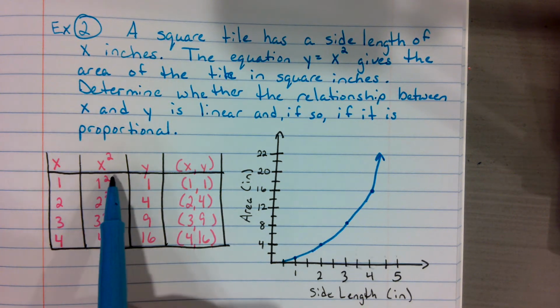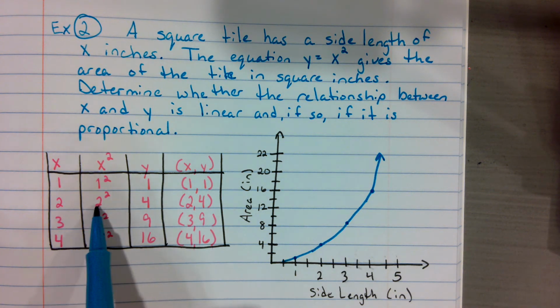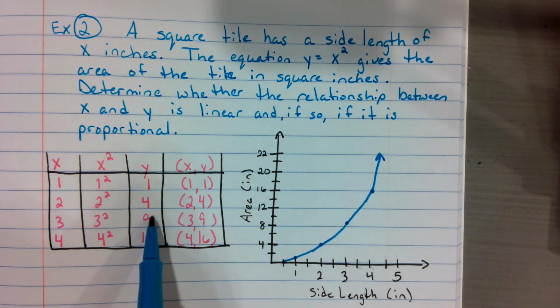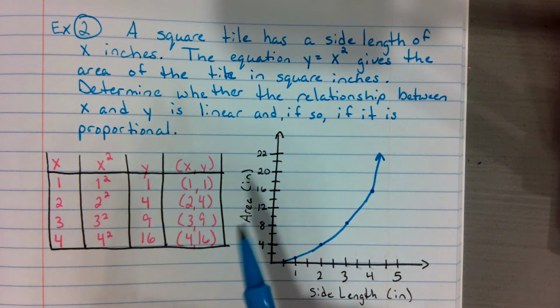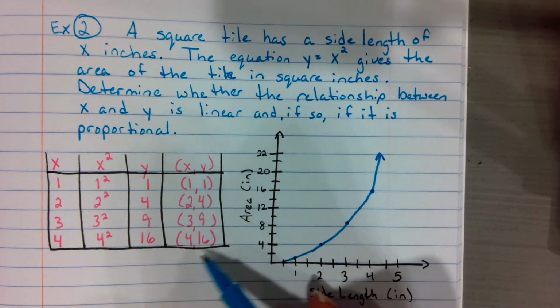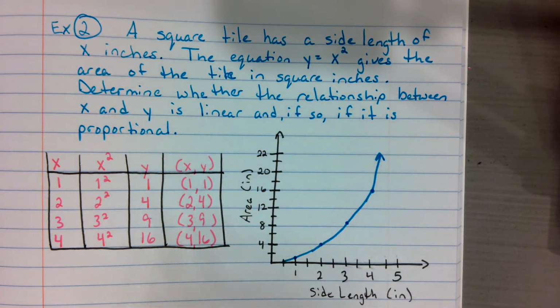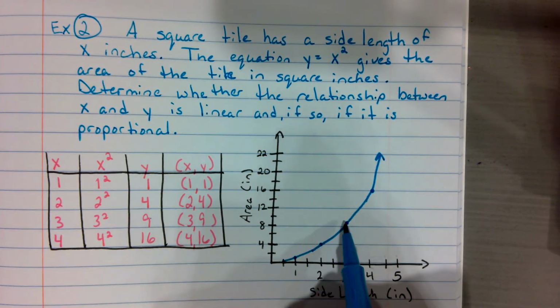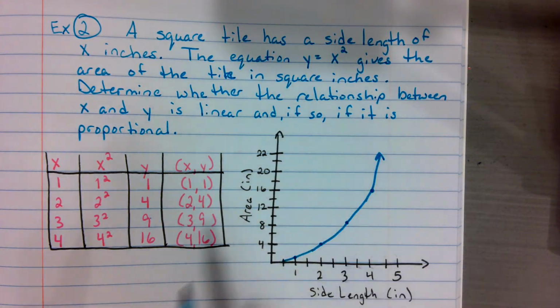So 1 squared is 1. 2 squared is 4. 3 squared is 9, and 4 squared is 16. So here's my ordered pairs for the numbers I've chosen. And then I plotted them, and I did graph it.